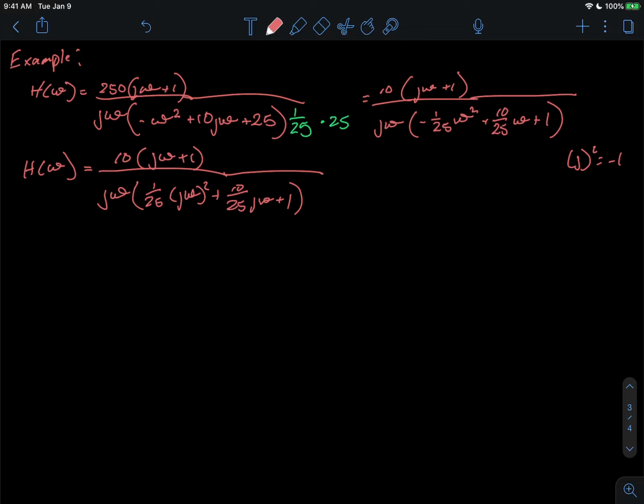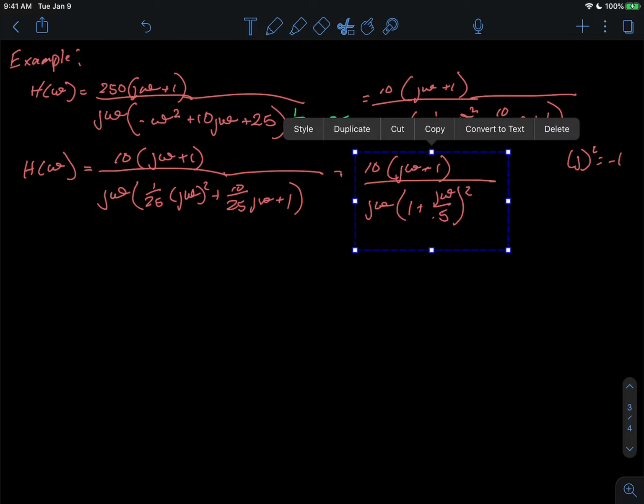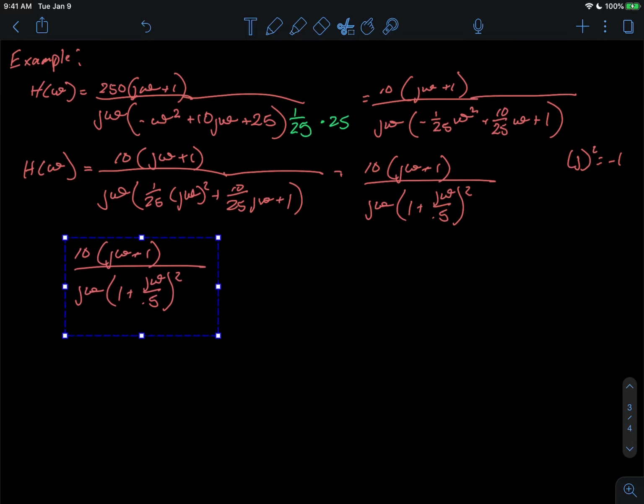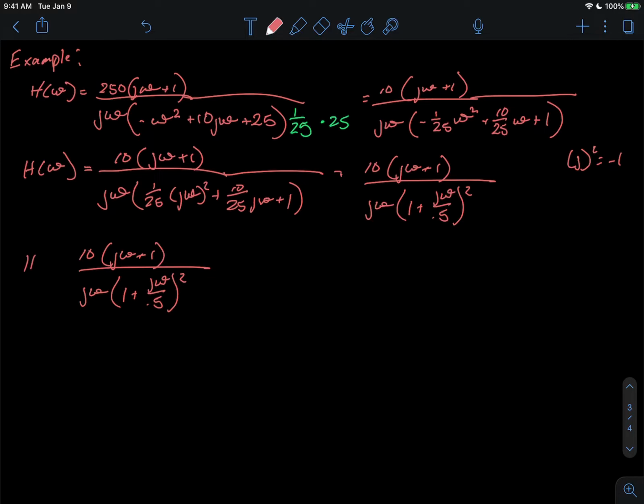If you think about it, you can rewrite this even further because it's just a perfect square, so it'll be 10 (j omega plus 1) divided by j omega, times (1 plus j omega divided by 0.5) squared. So another way to think about this is the squared basically means there's a double pole. So you can kind of leave it as it is, but an easier way to solve it without worrying about too much unnecessary math is just splitting that apart. So essentially, 1 plus j omega divided by 0.5.